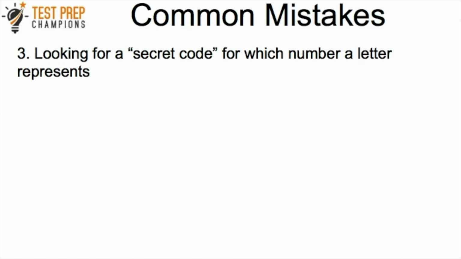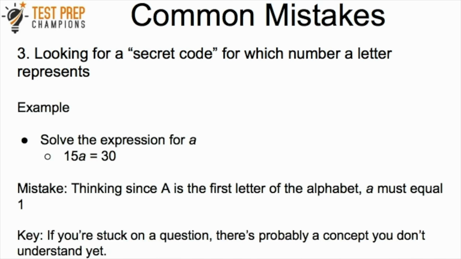Okay, so the third mistake would be looking for some kind of secret code for which number a letter represents. So for example, let's say you got a question that said, solve the expression for a when 15a equals 30. Some students would look at this and think, well, a is the first letter of the alphabet, so therefore a must equal 1. Or if it was b, they would say, well, b is the second letter in the alphabet, so b must equal 2. All right, and so this is incorrect, so just be careful.